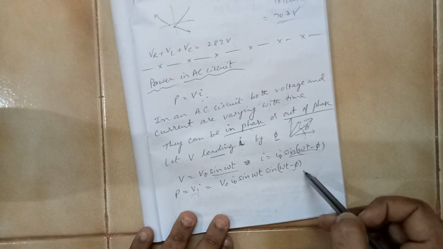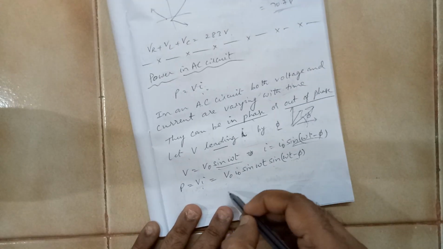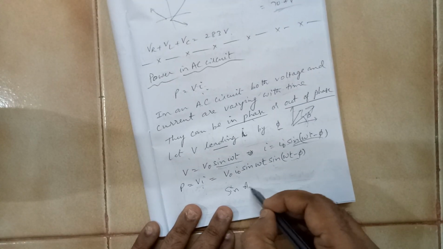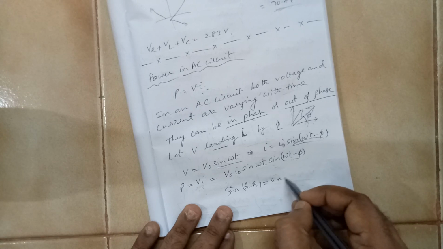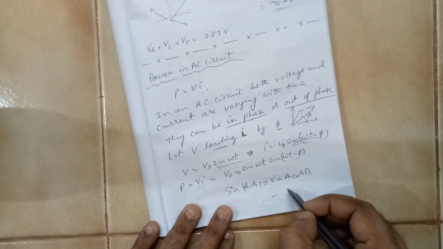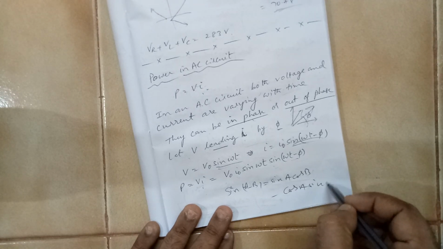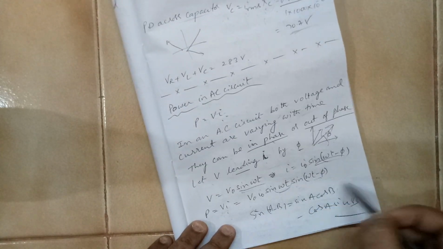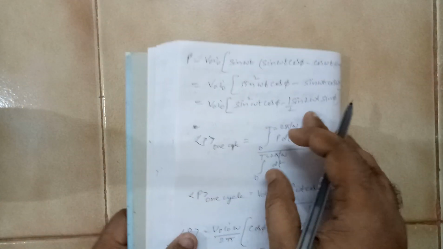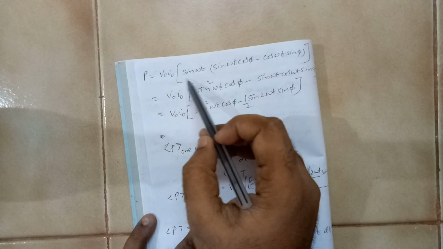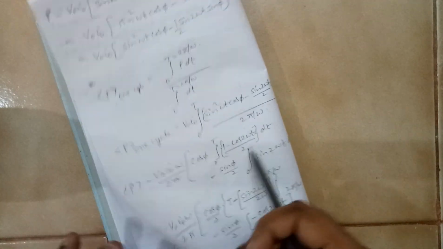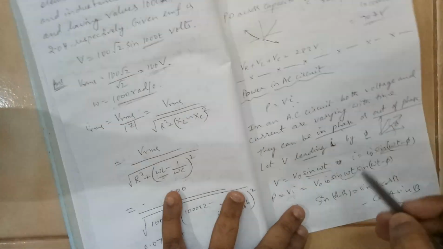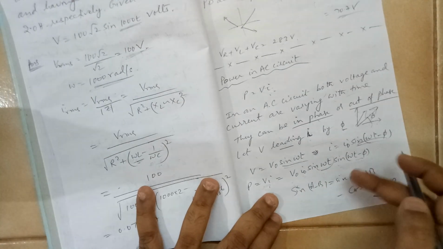So this is sine of A minus B, just expand it. What is sine of A minus B? For those who don't know, sin A cos B minus cos A sin B. A value is omega t and B value is omega t minus phi. I have just done that. Sin of omega t is outside. I have expanded this sin of omega t minus phi.